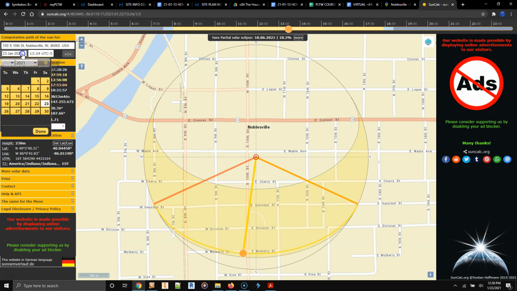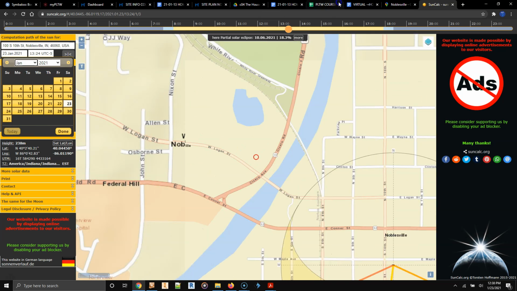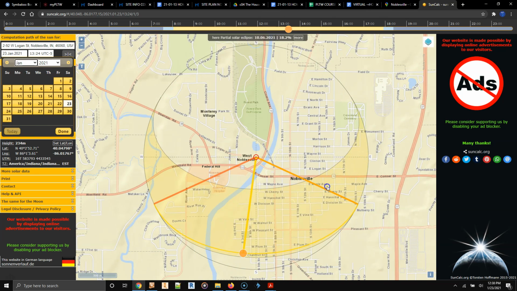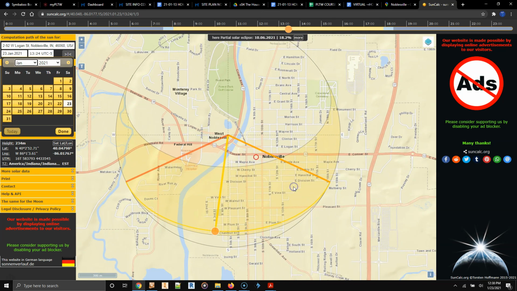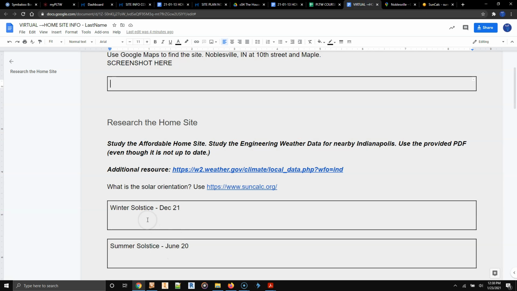One of the things that's really cool about this is you can go choose other dates right here. And there's two dates in particular that I want you to go get. Let's go back to the right place. Okay, now let's go look at the assignment. You need to tell me about the winter solstice and the summer solstice. The winter solstice is December 21st. The summer solstice is June 22nd.